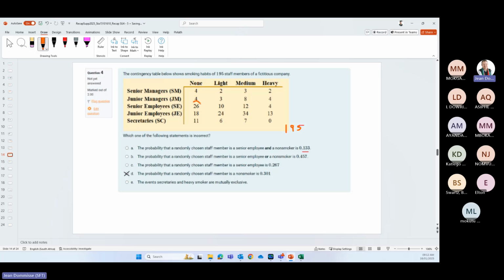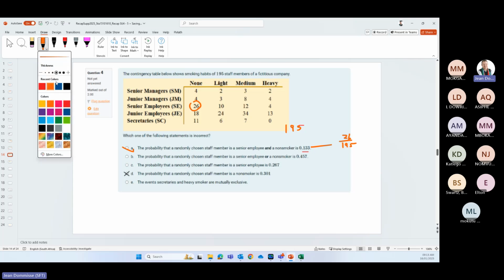Senior employee and a non-smoker. Okay, very easily can make that mistake now, where you look at junior and junior, senior and senior, and not look at the cross. So 26 divided by 195. There are 26 of them that are senior employees and non-smoking, and there are 195 employees. So 26 divided by 195 will give us 0.1333. Okay, so that is correct.